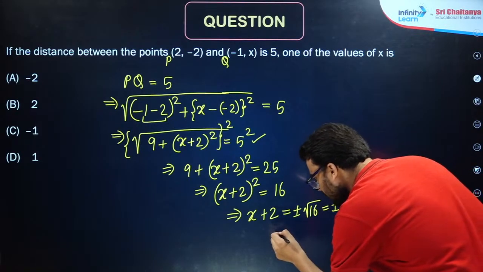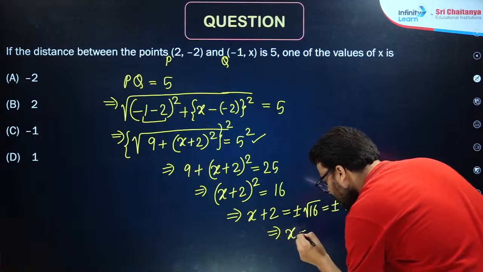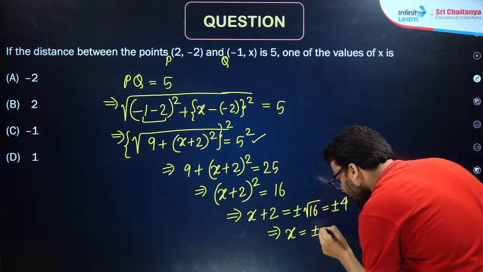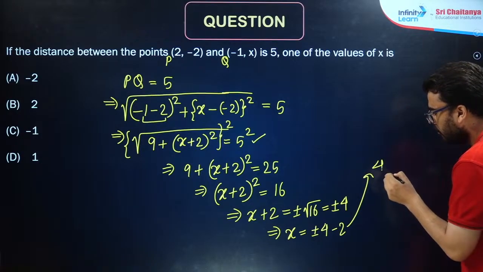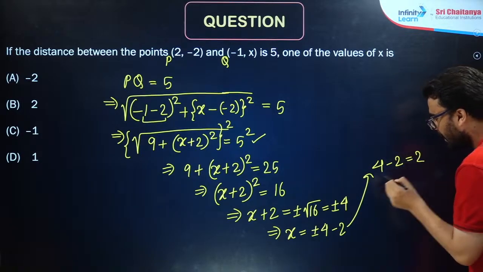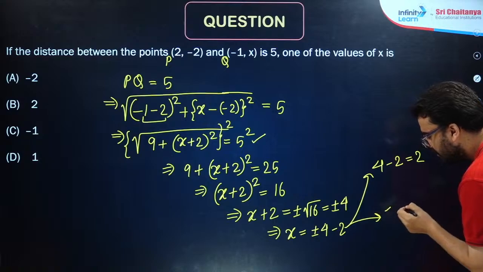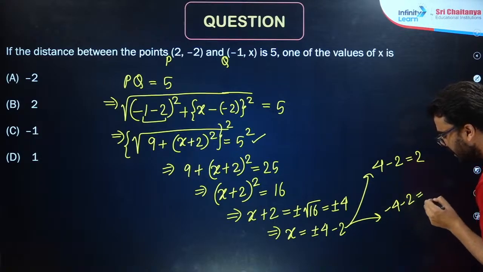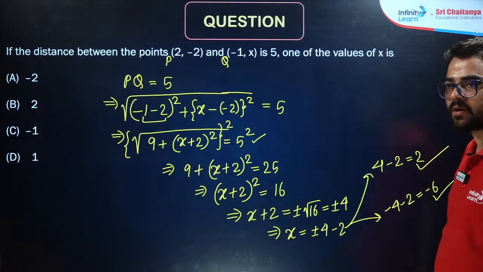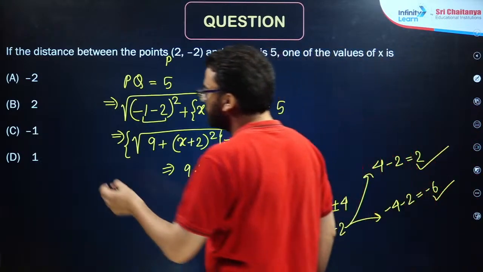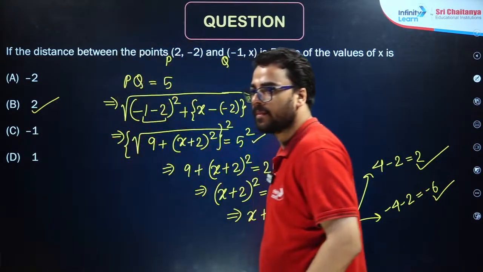So two possible values of x are there. x is equal to plus minus 4 minus 2. So two possible values are there. 4 minus 2, that is 2. And the second value over here will be minus 4 minus 2, that is minus 6. So both the answers are correct. 2 and minus 6. Got that? 2 and minus 6, both of them are correct only. Is it clear?